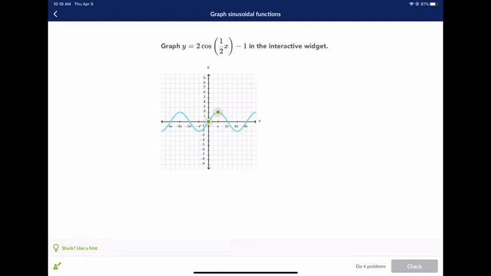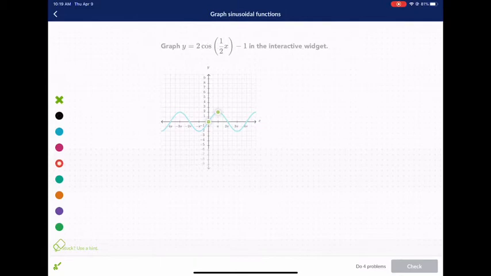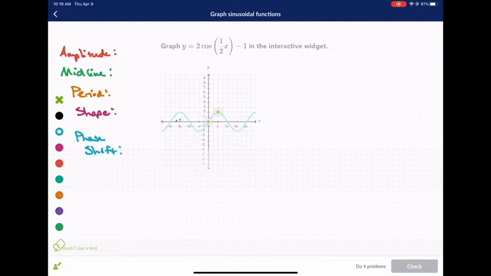Hey guys, let's check out this Khan Academy exercise, graphing sinusoidal functions. Whenever you're graphing sinusoidal functions, which just means we're graphing a sine or a cosine graph, you need 5 different things. You need the amplitude, the midline, the period, the shape of the graph, as well as the phase shift. All right, so let's go through this equation and grab these different pieces.